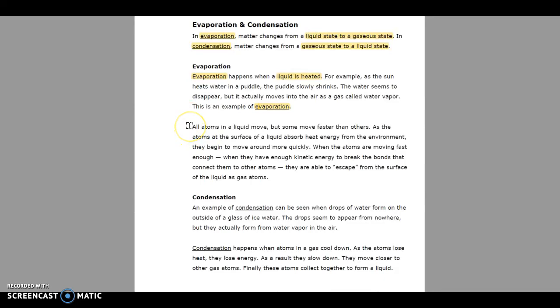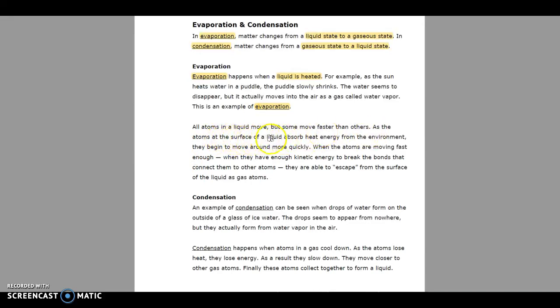Okay, next paragraph. All atoms in a liquid move, but some move faster than others. As the atoms at the surface of the liquid absorb heat energy from the environment, they begin to move around more quickly. When the atoms are moving fast enough, when they have enough kinetic energy to break the bonds that connect them to other atoms, they are able to escape from the surface of the liquid as gas atoms. So I'm seeing the word liquid here is mentioned a lot. Liquid to gas.